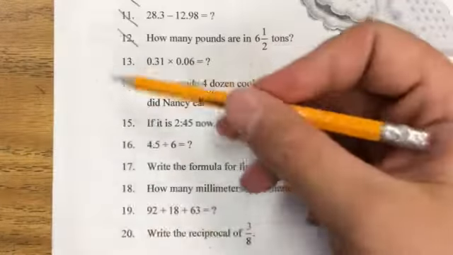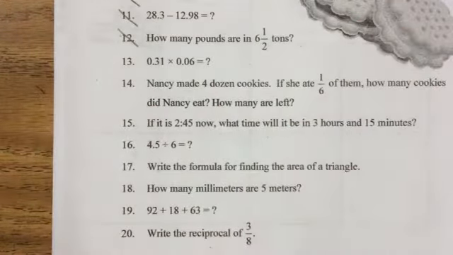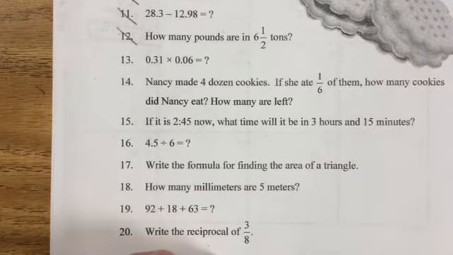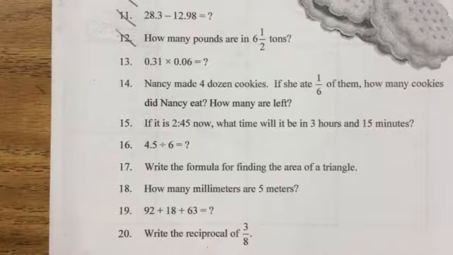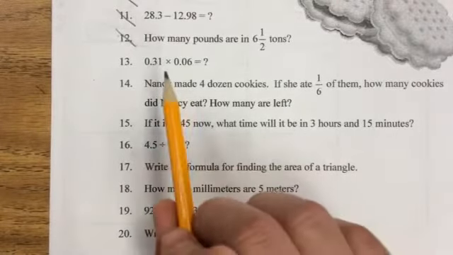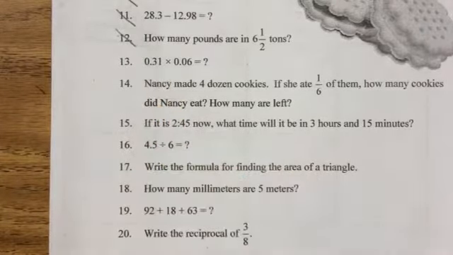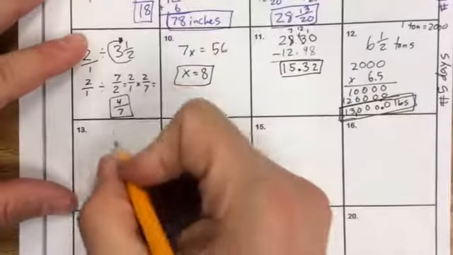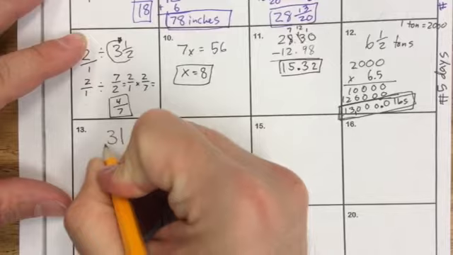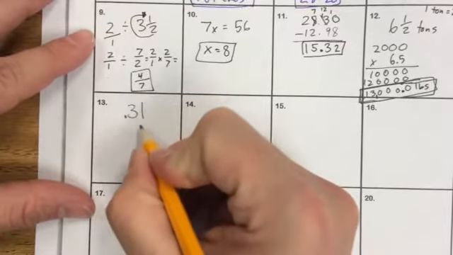We have problems 13 through 16 to take a look at today. So we are going to go ahead and take a look at number 13. We have 31 hundredths times 6 thousandths.